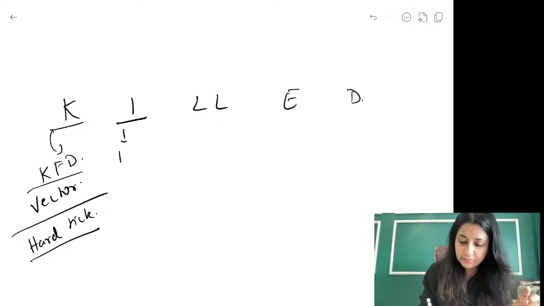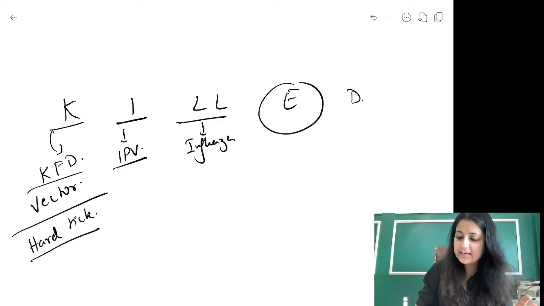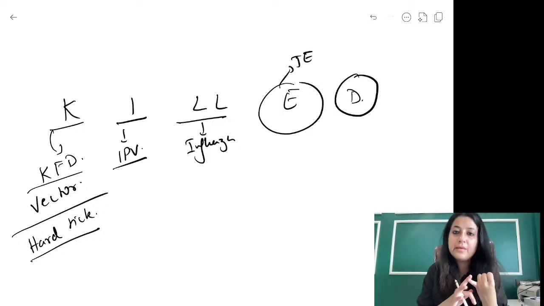IPV is injectable polio vaccine, Salk. L is what? Influenza killed. E is JE killed, Jeevan Chenvat. A for apple, B for ball, C for cat, D for dog.